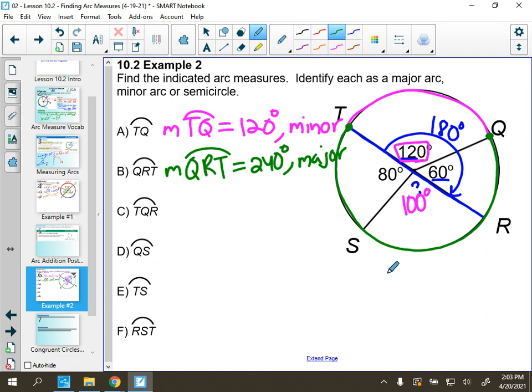Next one up, let's see, a new color. The measure of arc TQR.